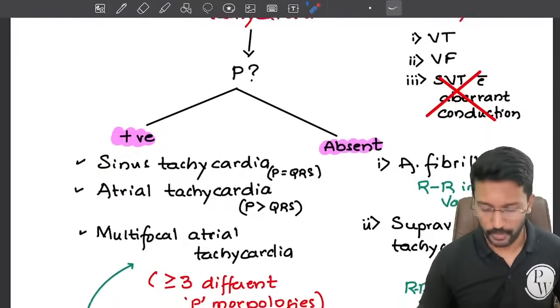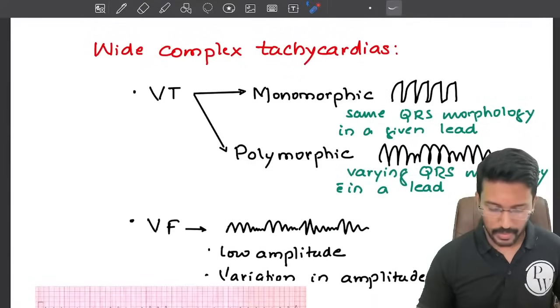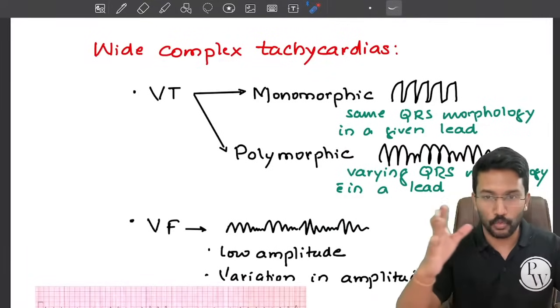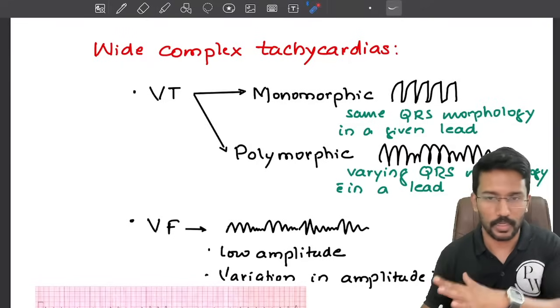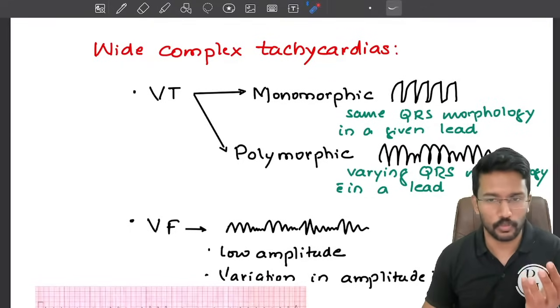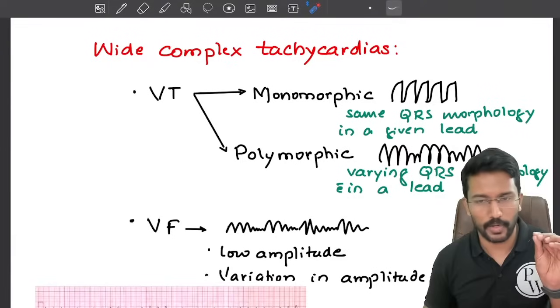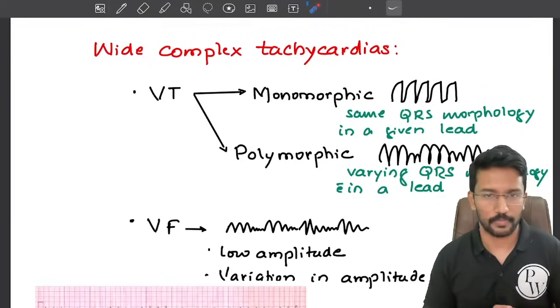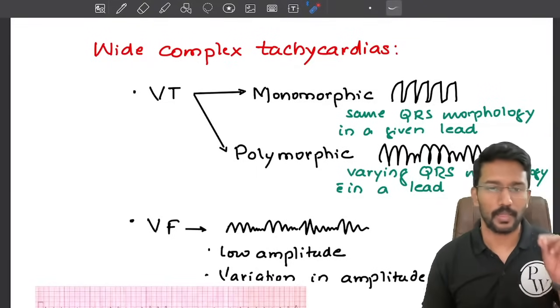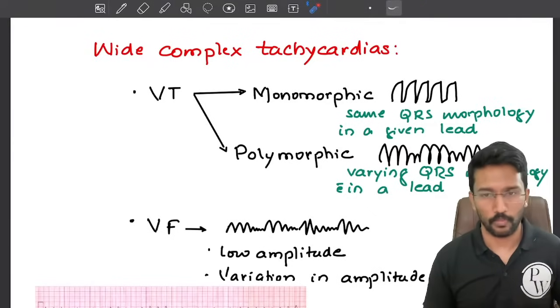VT and VF, right? VT and VF will be characterized by wide QRS complex. The moment you see that QRSs are looking wide, it is likely to be a VT or VF if there is tachycardia. If there is no tachycardia, it could be WPW syndrome, RBBB, LBBB. How to identify that? We have already learned, right? Now VT is of two types. We call them monomorphic and polymorphic.